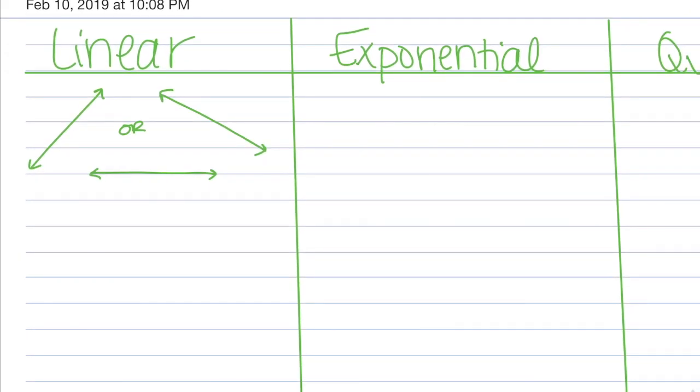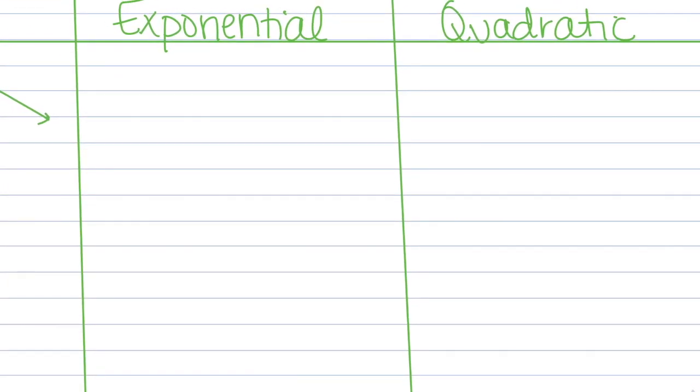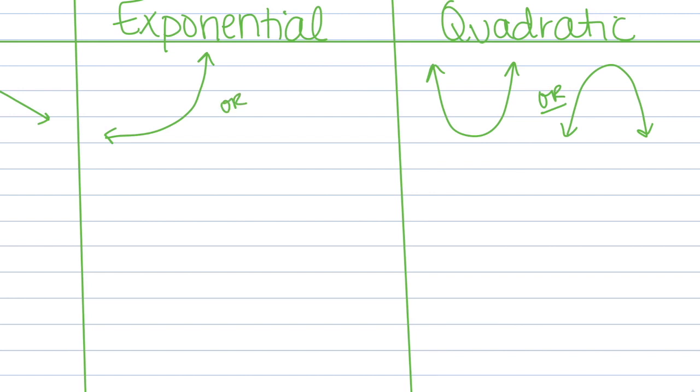Exponential graphs, there's definitely curves to them, but the difference between exponential and quadratic graphs is that a quadratic is symmetrical. So it looks like a U going up or going down. Exponential has a curve, but it's not symmetrical. So it's either this, where it's exponential growth, or it tapers out, so it could be exponential decay. So either one of those is an option.